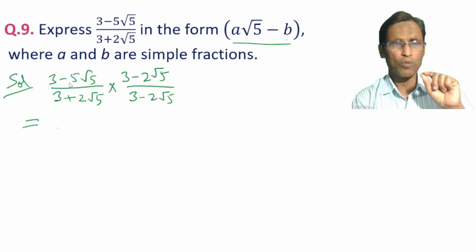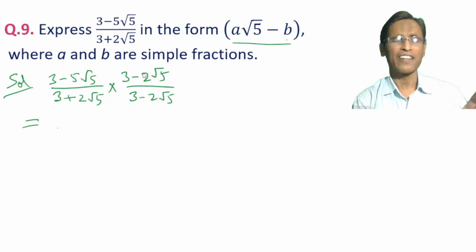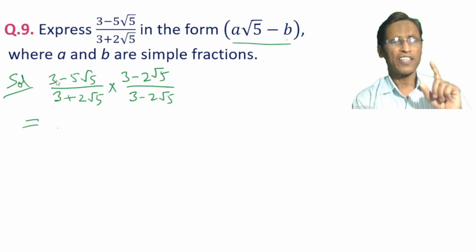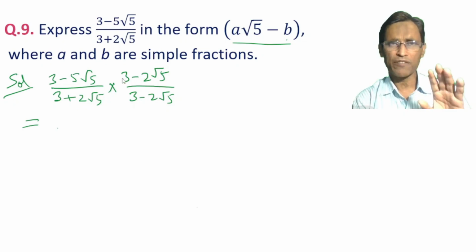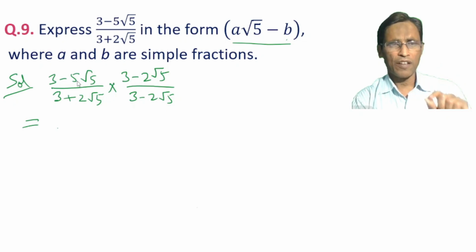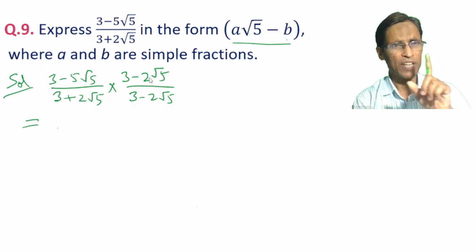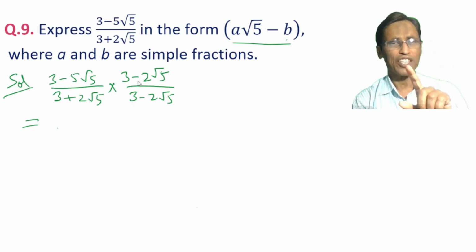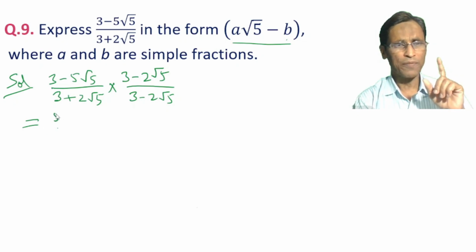And then, to multiply the numerator, we multiply first rational with rational and irrational with irrational, and then rational and irrational. That is 3 times 3, and that will be 9. Next 5√5 times 2√5, that is 5 times 2 is 10, and √5 times √5 is 5. 10 times 5 is 50. So 9 and minus, this will be plus. So 9 + 50, that is 59.